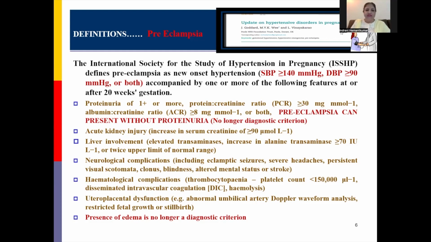So liver involvement can be there, with elevated enzymes, almost twice the normal. Neurological complications, which I said, like headache or scotomata, clonus, blindness, altered mental state; it could be a stroke, it could be eclampsia. Or hematological complications like thrombocytopenia or DIC, hemolysis. Uteroplacental dysfunction, where there could be abnormal umbilical artery Doppler waveform, restricted growth, or stillbirth. And as I said, presence of edema is no longer a diagnostic criterion.